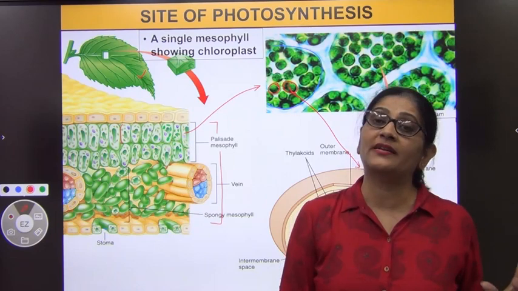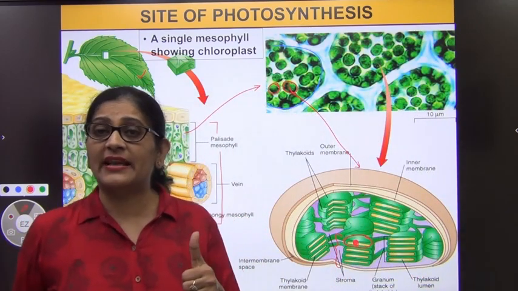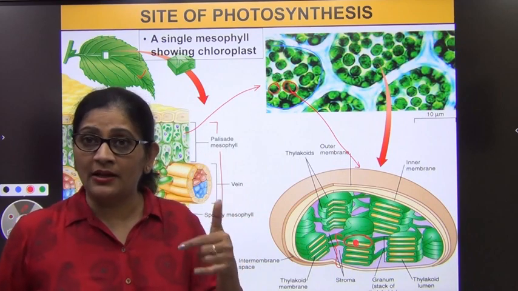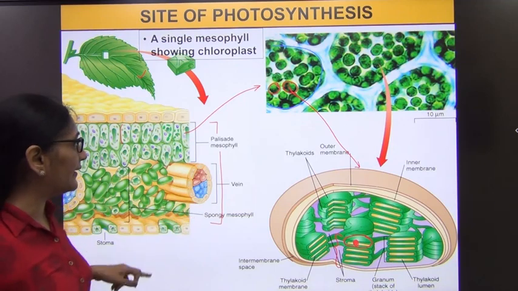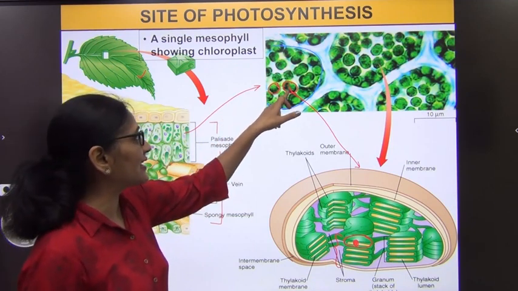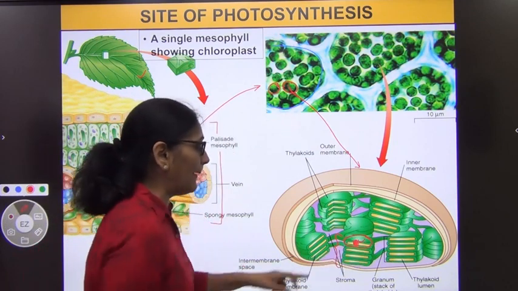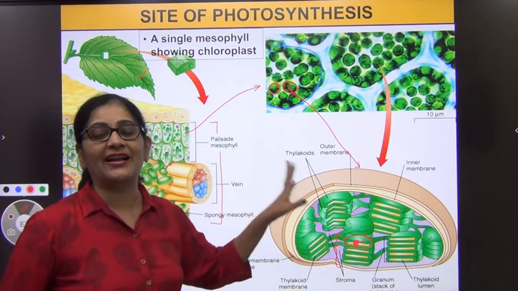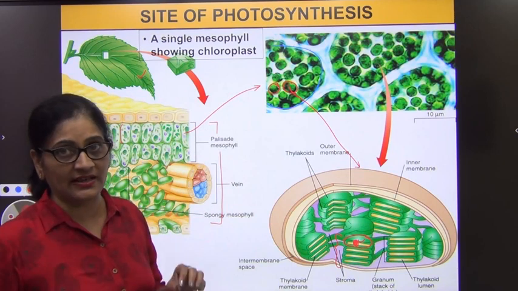So let us have a quick look once again. Photosynthesis takes place in the green parts of the plant, preferably in the leaf. In the leaf there is a layer called the mesophyll layer. Mesophyll layers are made of parenchyma cells. These parenchyma cells contain abundant chloroplast. Within the chloroplast is found chlorophyll, and the chloroplast is the site where photosynthesis takes place.